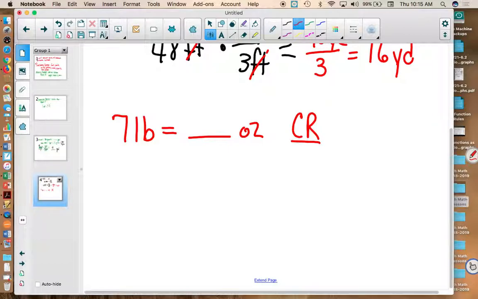So this time, because I want to go to ounces, I got to have one of something. 1 pound equals 16 ounces. Do you agree with that? That doesn't look like pound, does it? Is that better? 1 pound equals 16 ounces.